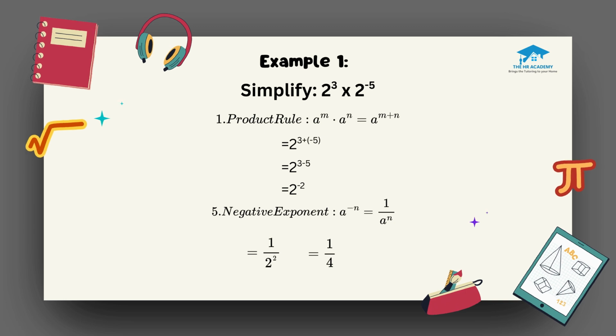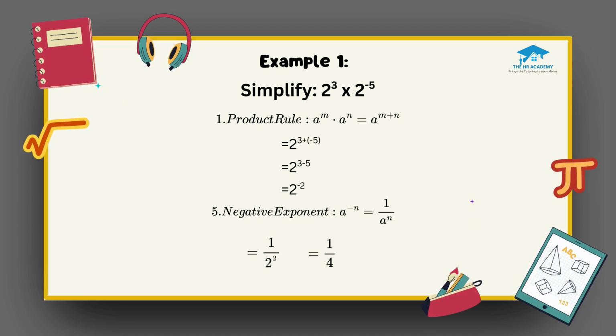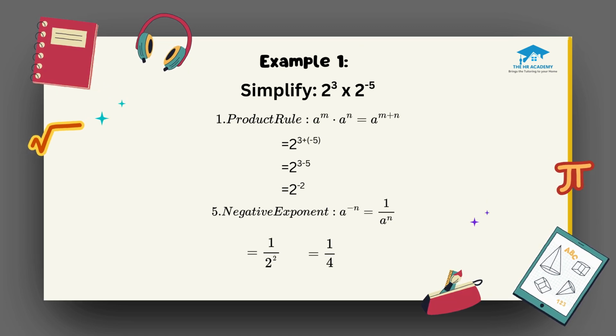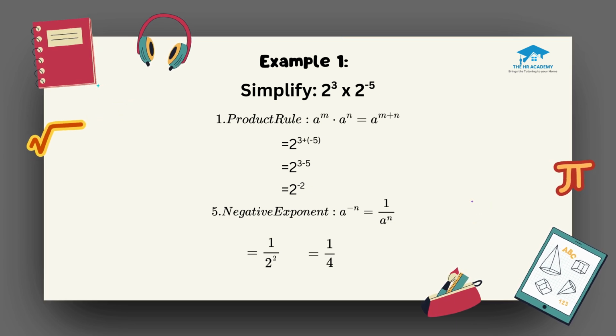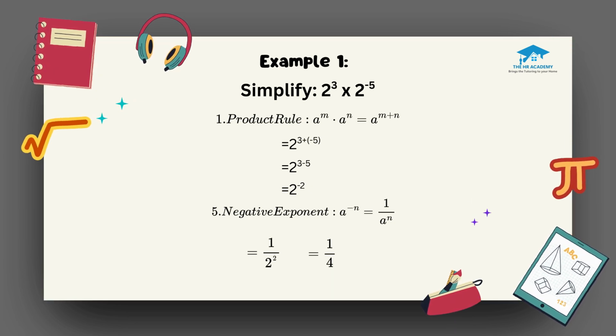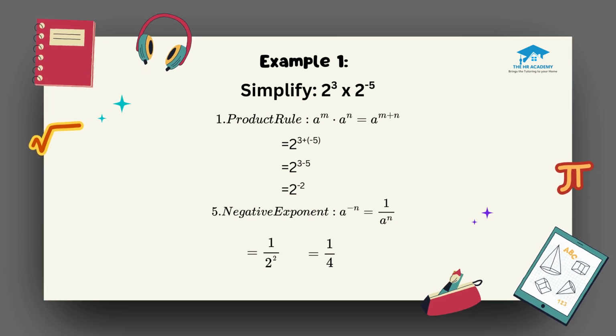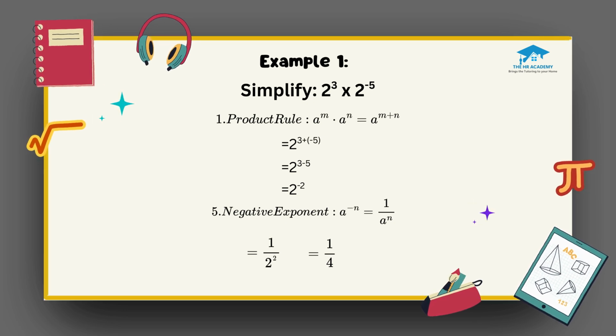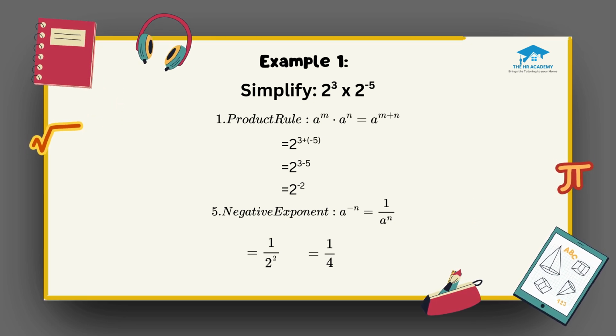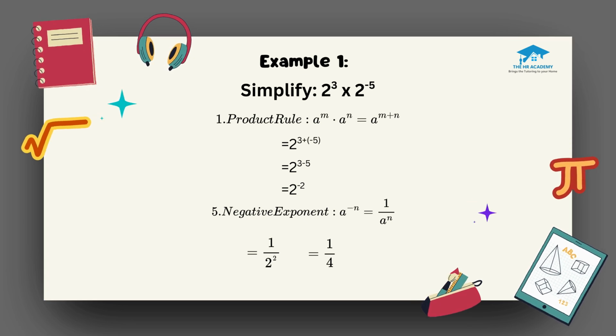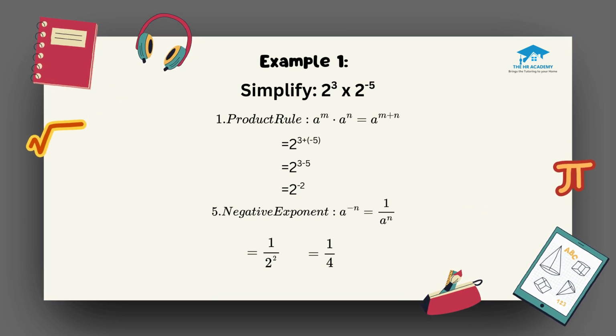Alright. Time for a quick exponent showdown. Let's simplify 2 to the power of 3 times 2 to the power of negative 5. Now before your brain taps out, remember our golden rule, the product rule. When multiplying powers with the same base, we add the exponents. So this becomes 2 to the power of 3 plus negative 5, which is 2 to the power of 3 minus 5. And 3 minus 5 is negative 2.